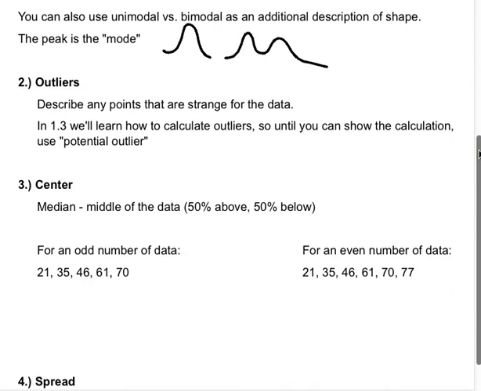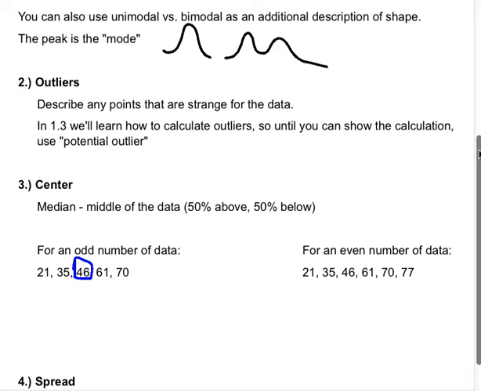Center. So there are a couple of measures of center. The one we're going to talk about today is the median. The median is the exact middle of the data, okay? So 50% is above it, 50% is below it. When the numbers are in order and you're looking for the median, for odd-numbered data, it's just exactly that middle center value, okay?